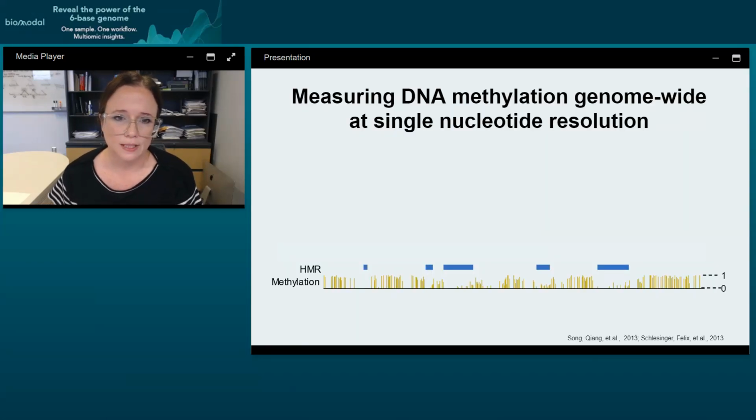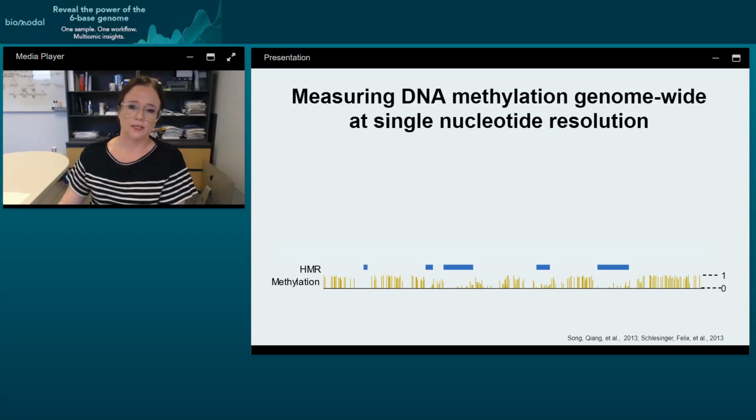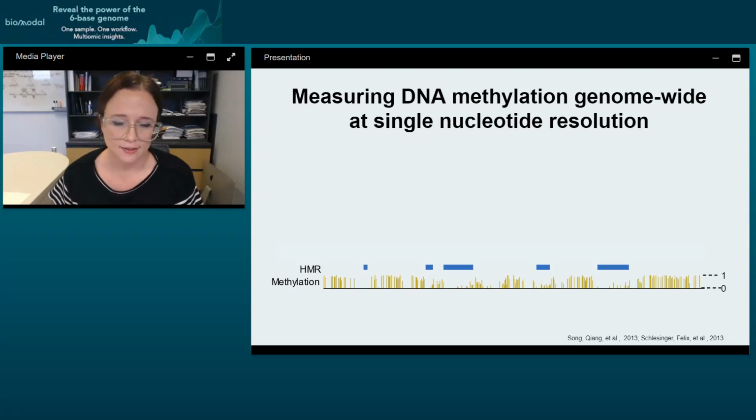So we typically measure DNA methylation genome-wide at single nucleotide resolution using what I would consider to be a gold standard method called bisulfite sequencing. And what that would produce is a track that looks like this. This is sort of a snapshot of the genome where every gold bar is a CG site, and the height of the bar represents how methylated it is.